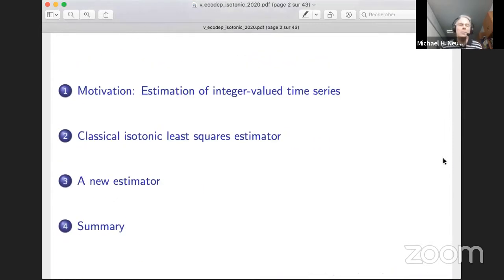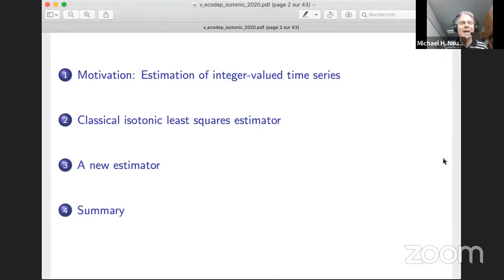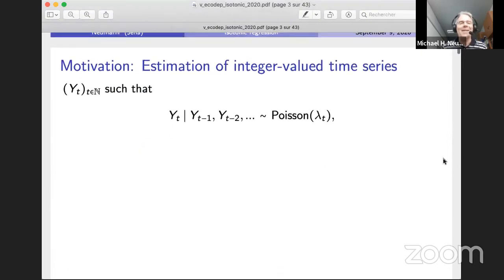Okay, here, this is a plan of my talk. Actually, it will consist of 4 parts. In the first part, I will do my best to provide some motivation for this work. Then I briefly review the classical non-parametric isotonic least squares estimator. After that, I present a modification of it, and this modified estimator is exactly what we want. We are then able to prove the desired and hopefully optimal rate of convergence for this. And finally, I will conclude.